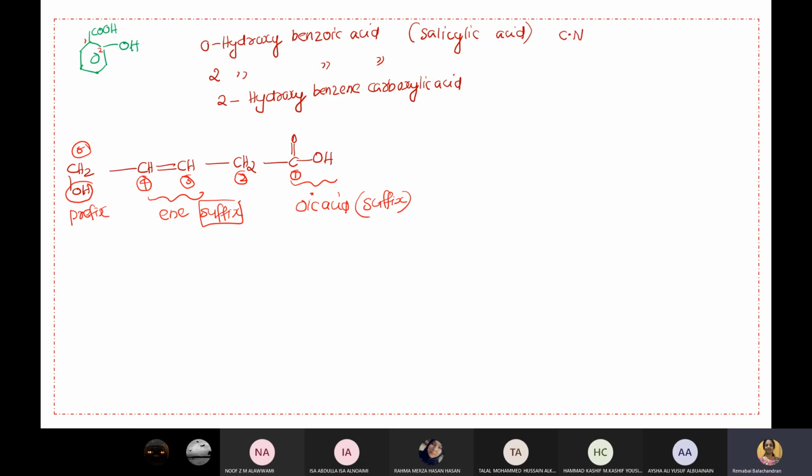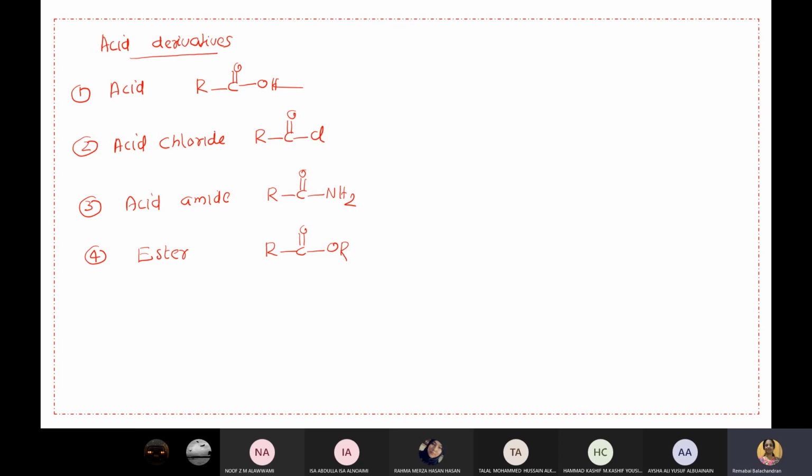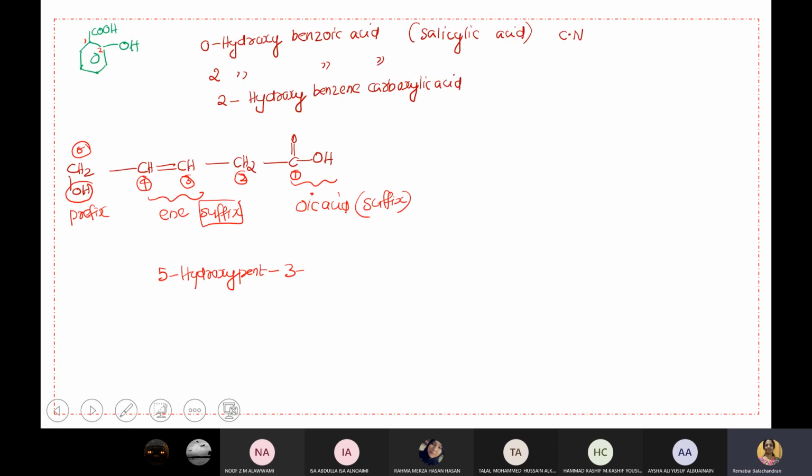Should I consider number 2? I mean, I will say 5-hydroxy, like this. Yes, 5-hydroxy. Then 3-ene, okay. Should I say also 1 or not? No. For oic acid, we never tell 1.